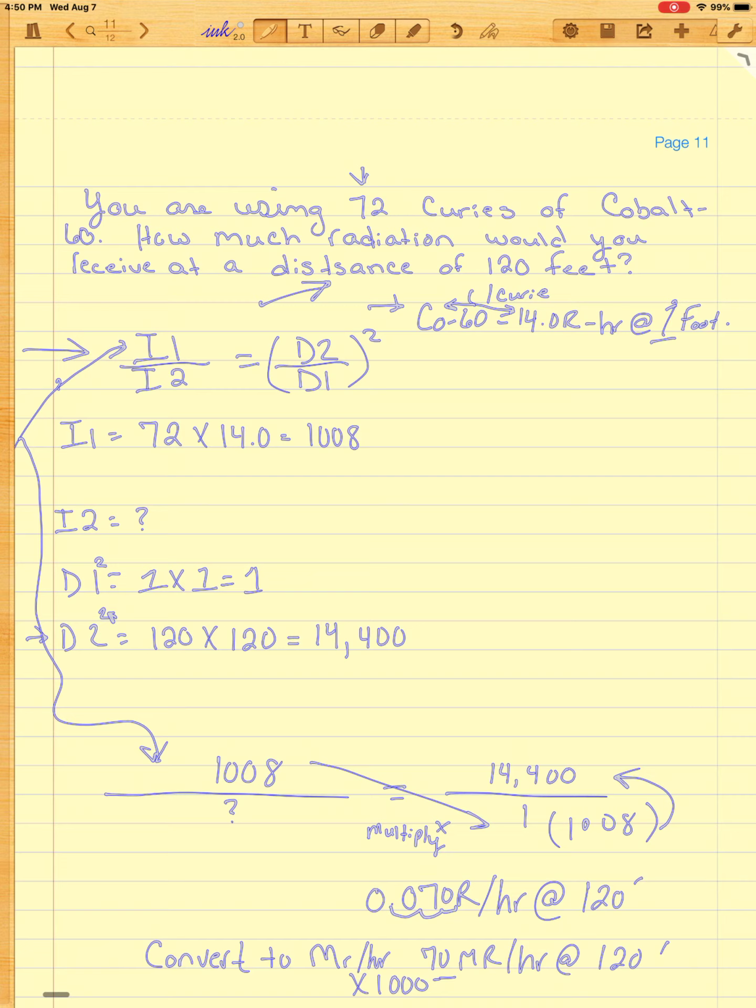So 0.07 times 1,000 gives you 70 MR an hour. So that's a way. If you don't see 0.07 on your exam, see if you see 70 milliroentgens. So your answer to this problem is 0.07 R per hour at 120 feet.